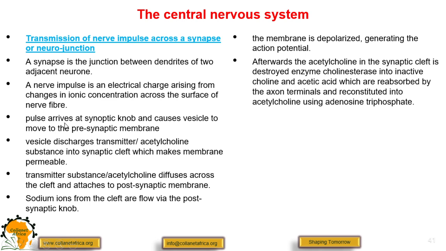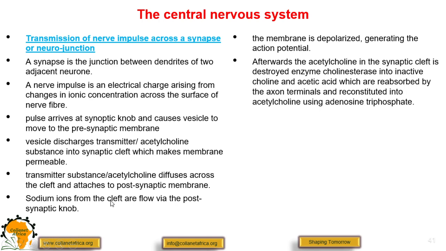So the impulse arrives at the synaptic knob and causes the vesicle to move to the presynaptic knob. What happens is that the vesicle will discharge a transmitter substance called acetylcholine into the synaptic cleft, and that makes the membrane permeable. After that, acetylcholine diffuses across the cleft and attaches to the postsynaptic membrane.